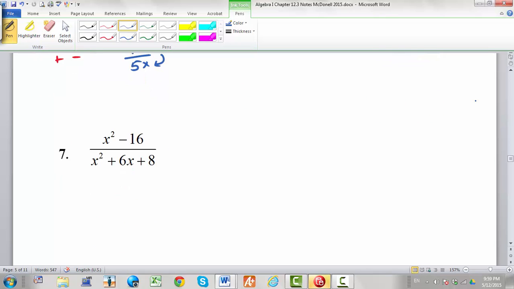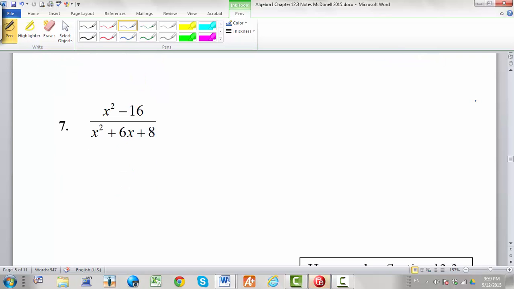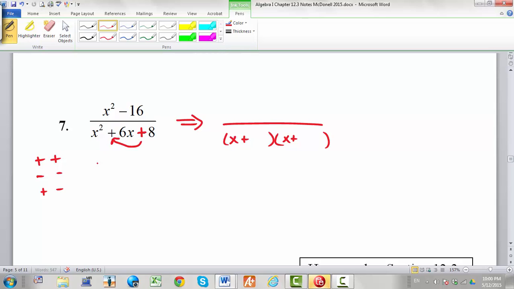Moving down to number 7, we have a familiar problem in the denominator of possible signs: plus plus, minus minus, or plus minus. So let's take a look and see what we're going to have here. It's going to have to be x and x, plus and plus, because the back side is a plus, and then you look to the middle sign, and that also is a plus. Factors of 8: 1 and 8, 2 and 4. Which of those combine to 6x? 2 and 4. Now we look at the numerator.